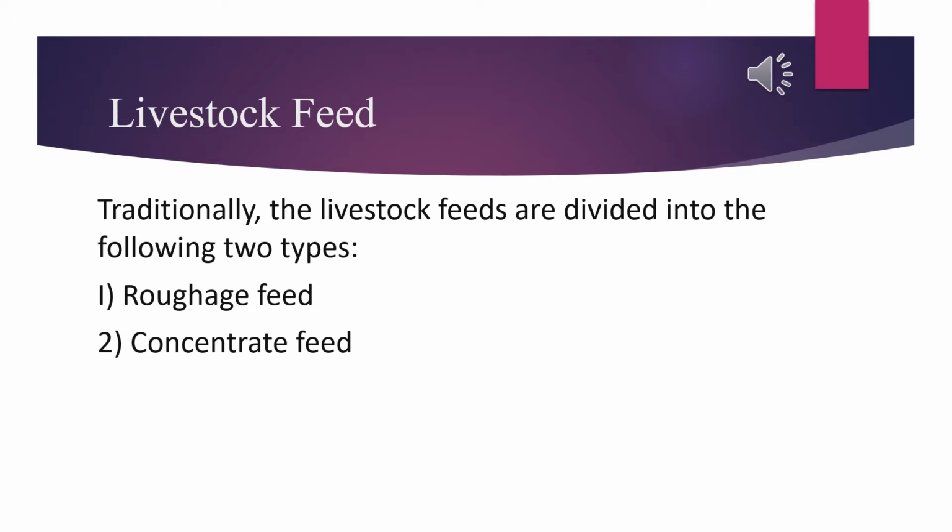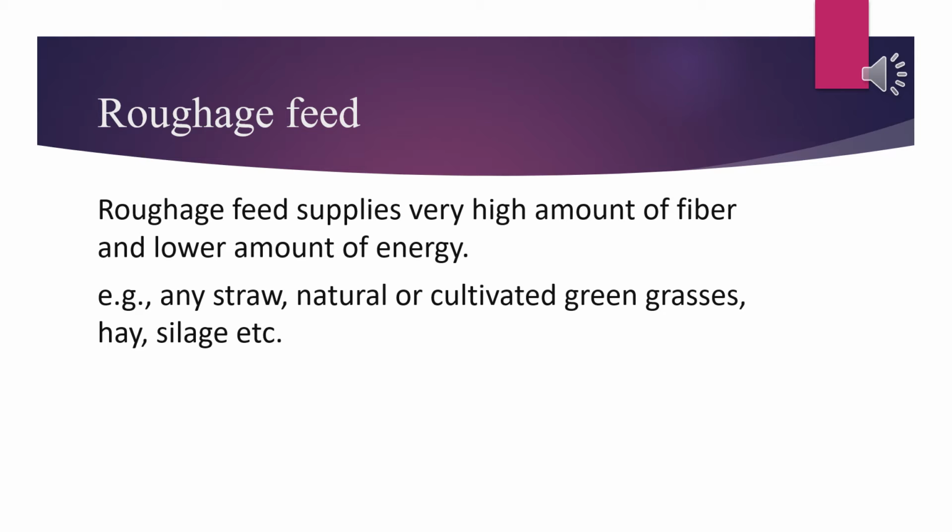Traditionally, livestock feeds are divided into two categories. Number one is roughage feed. Number two is concentrate feed. Let's discuss the first one, roughage feed. Roughage feed supplies a very high amount of fiber and a lower amount of energy. The important thing is that roughage has a high fiber content and a lower energy content. Examples of roughage feed are straw, natural or cultivated green grasses, hay, silage, etc.